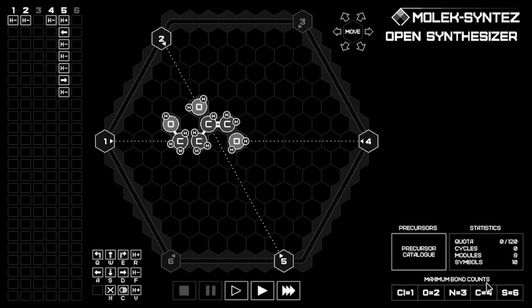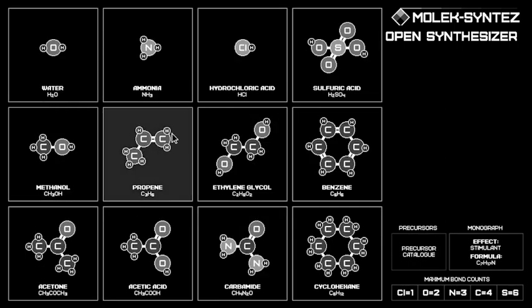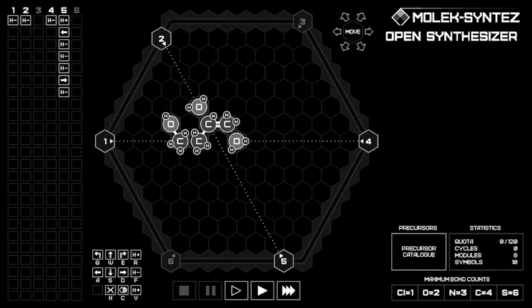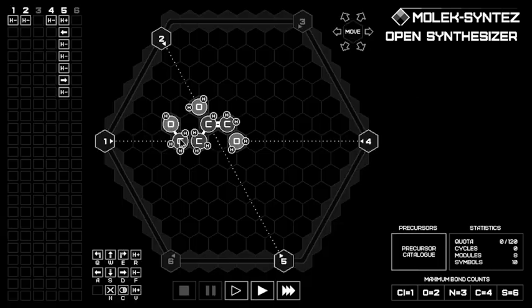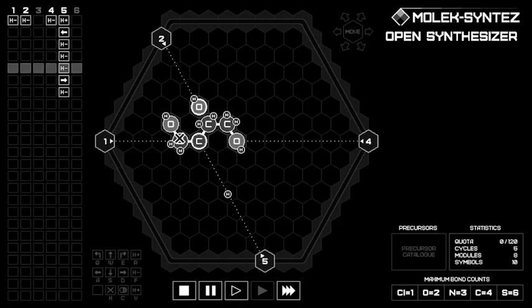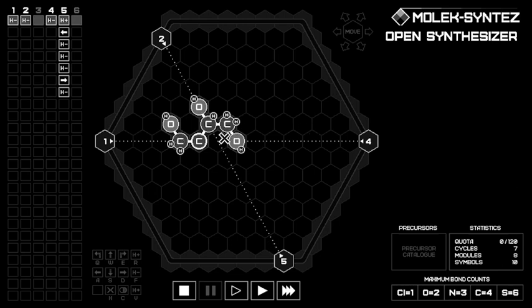So we're gonna start with the glycerin over here, and we are synthesizing it from two water molecules, one methanol molecule, and a propene molecule. And here's how it is synthesized. So as you can see, the bonds are done correctly.